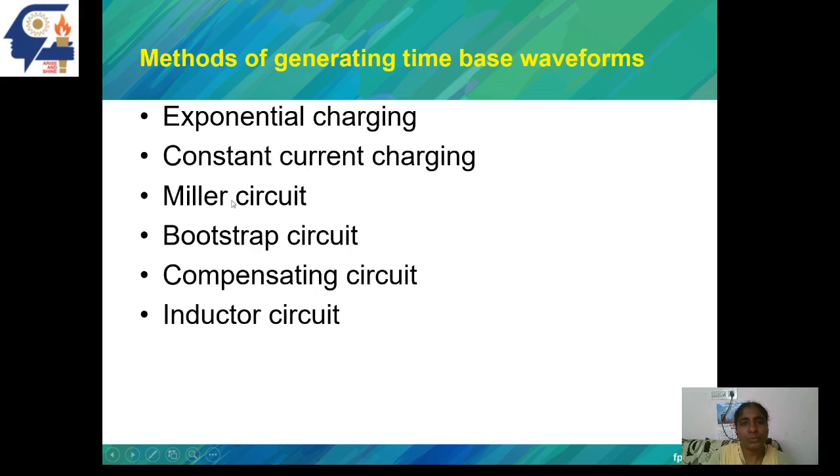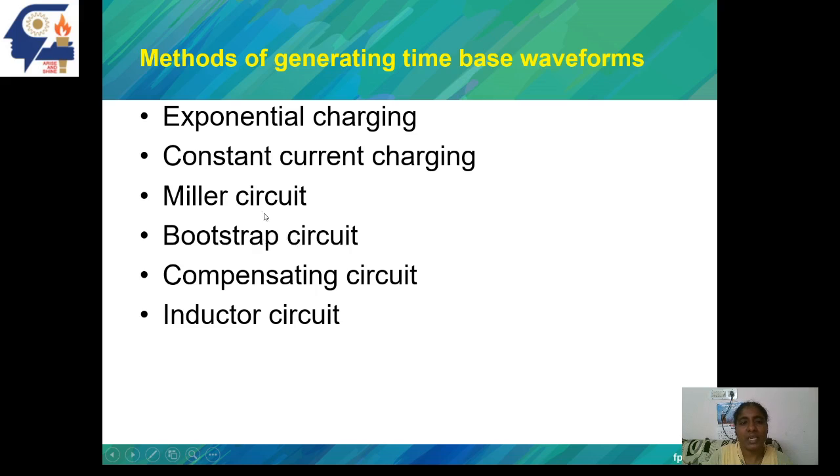In the Miller circuit, we give a step input, and using an integrator circuit, which is the Miller circuit, it will be converted to a ramp waveform. So a step waveform is converted to a ramp waveform using an integrator in the Miller circuit. In the bootstrap circuit, we try to give constant current passing through the capacitor, and this can be made possible by maintaining constant voltage across the resistor.